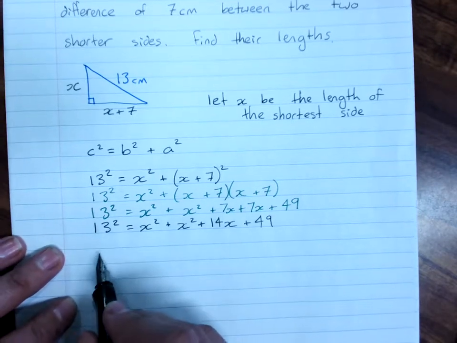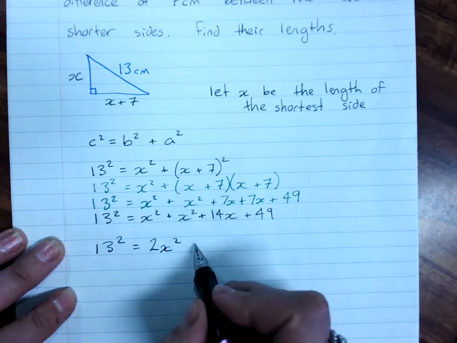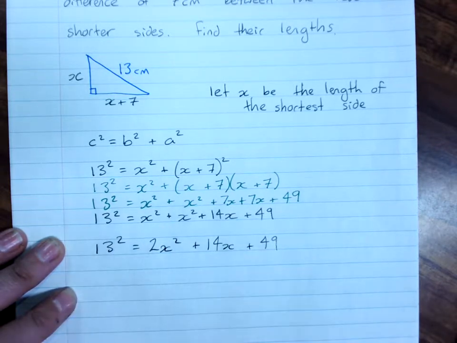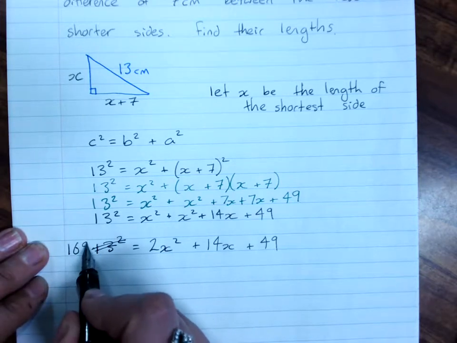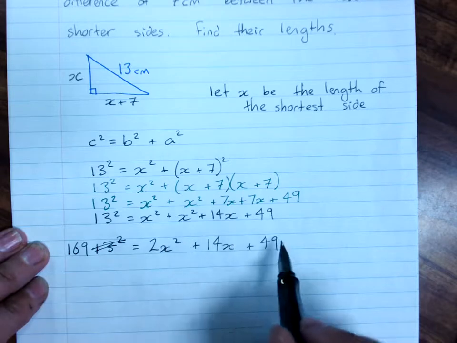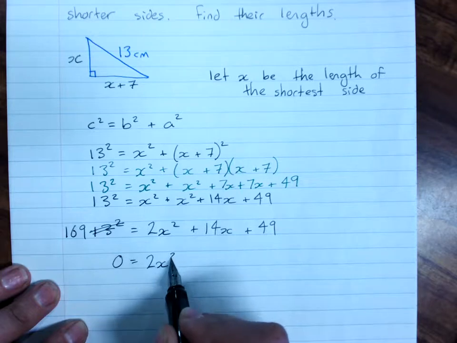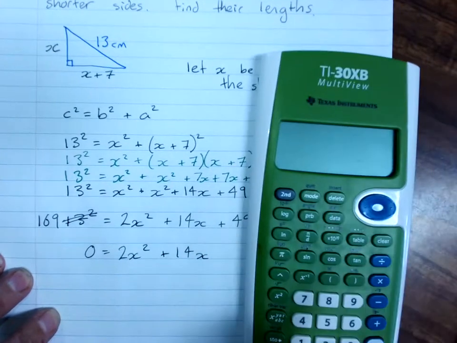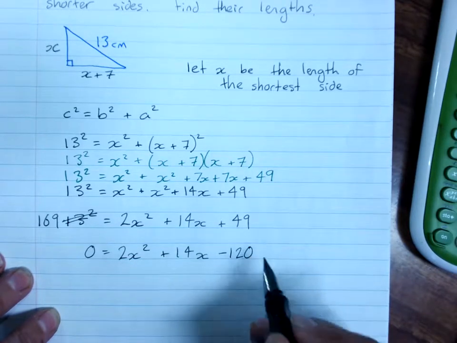Then we gather like terms. 13 squared is 2x squared plus 14x plus 49. Oh, I'm sorry, I should have squared 13 there. That would be 169. Gather all the terms to one side. So 0 equals 2x squared plus 14x, and I need 49 minus 169, and I probably didn't need a calculator there, minus 120.